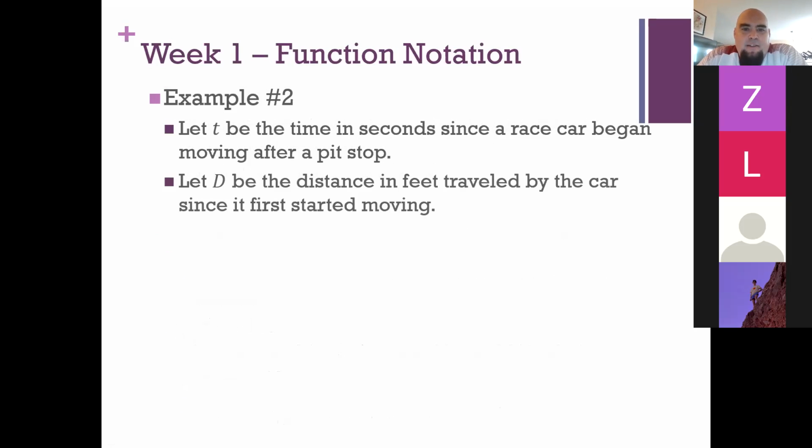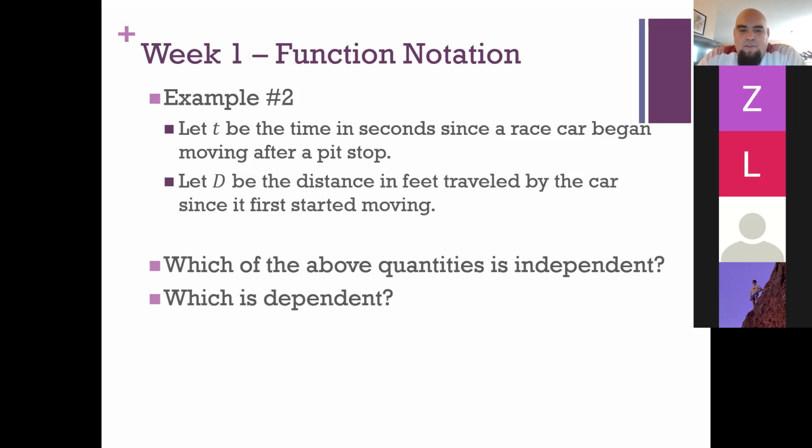So moving on, let's look at a different context here. And this one we're going to spend quite a bit on. So let T be the time in seconds since a race car began moving after a pit stop, and let D be the distance in feet traveled by the car since it first started moving. So which of these above quantities is independent and which is dependent?